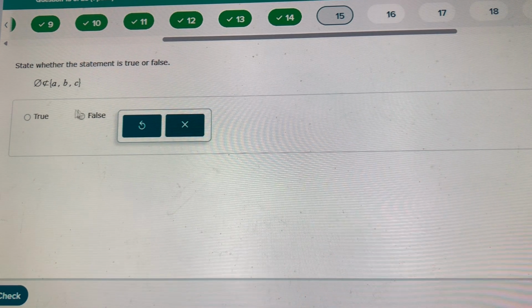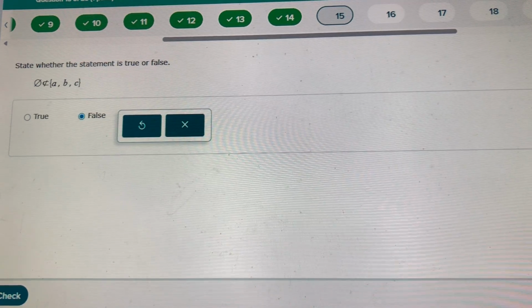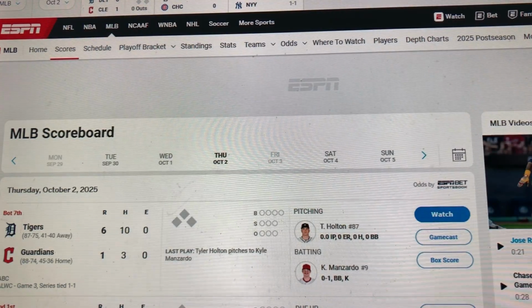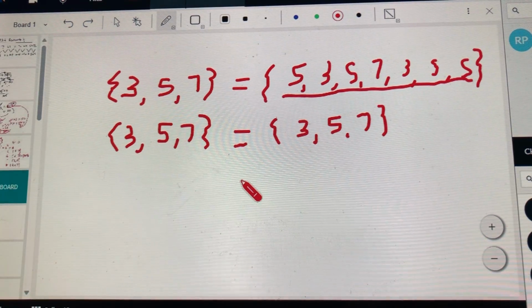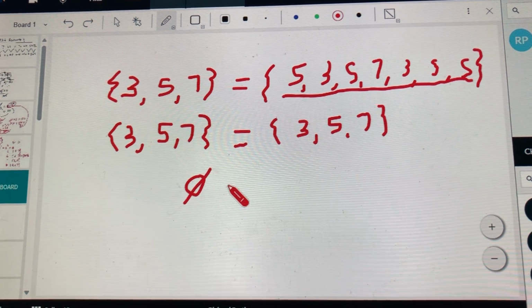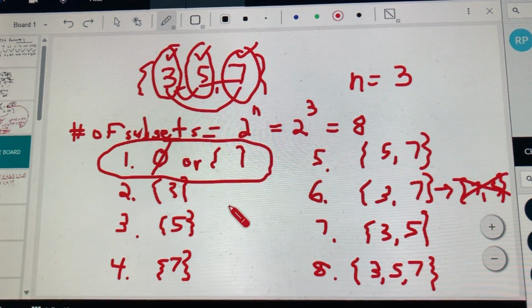State whether this is true or false. The empty set is not a proper subset of {A, B, C}. This is false because the empty set, whoops, I had the baseball scores going there. The empty set is a subset and a proper subset of every other set. In fact, it was in this list right here. If they ask you to list or count subsets, the empty set is always there. The only time it wouldn't be is if you did a proper subset of itself.